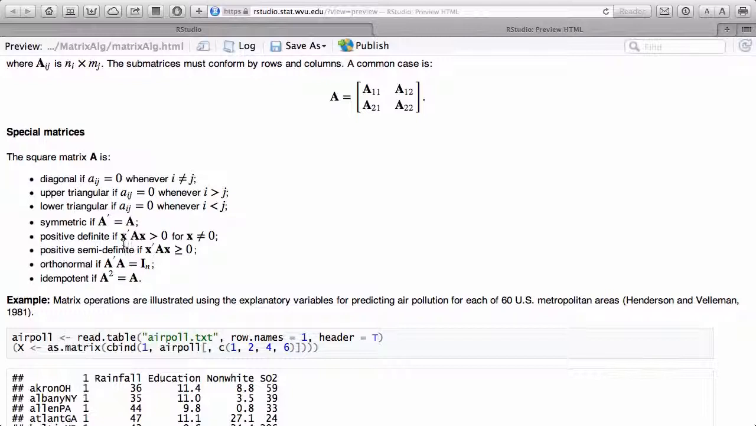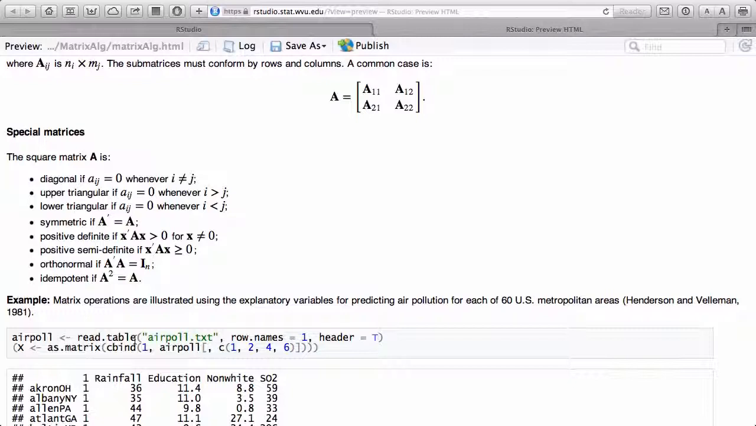Positive definite says that x prime Ax is greater than 0 for any x not equal to 0. And semi-definite can be greater than or equal to 0 for any x. Orthonormal is if the inverse is equal to the transpose. That's a real nice situation. You simply transpose to get the inverse. And an idempotent means if I square the matrix, which means I multiply A times A, I get A back.